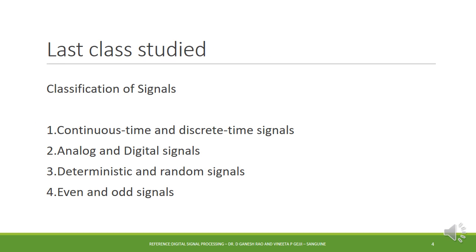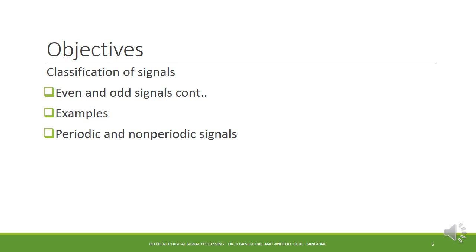First, let us revise what you studied in the last class. In the last class, you studied about the signal, what is signal, and the types of signals. In that types of the signals, you have completed these three. But in detail, you have to study even and odd signals in this section. And next is one example with respect to even and odd signal. And next you are going to study the periodic and the non-periodic signals.